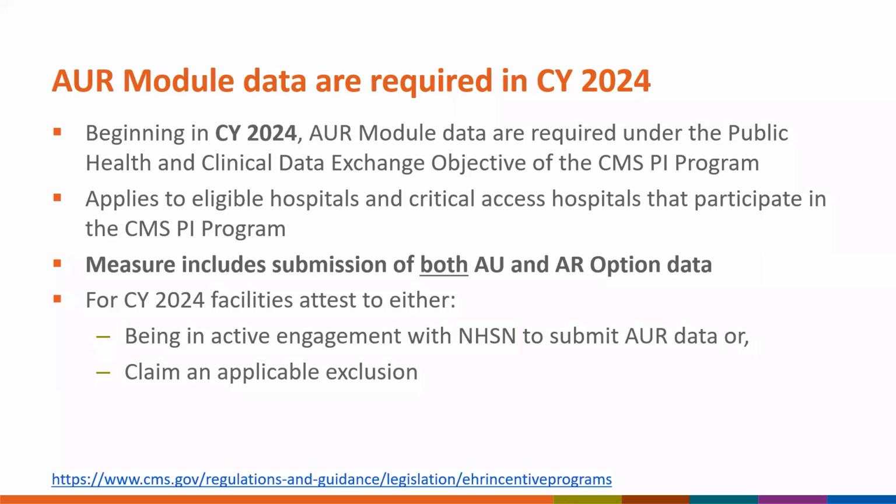And I want to point out that CMS considers AUR a single measure, whereas for NHSN purposes, we separate them, AU and AR. So for the CMS PI program, both AU and AR option data are expected to be reported.